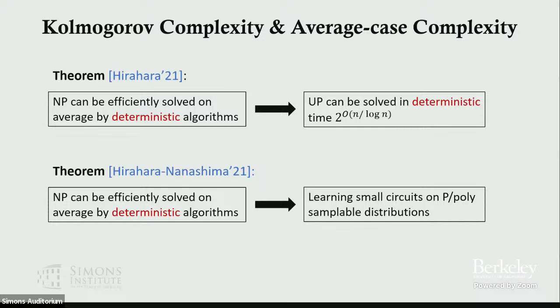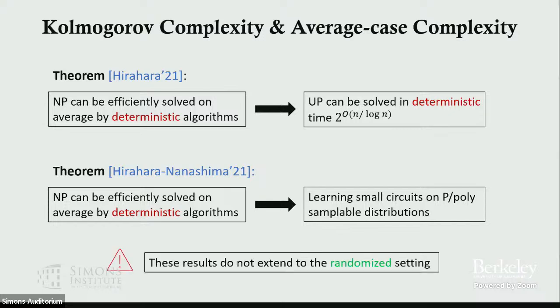I know that neither of these results says anything about Kolmogorov complexity, but the proofs heavily rely on time-bounded Kolmogorov complexity, and more specifically KT. And in both cases, we need to assume that NP can be solved on average by deterministic algorithms. And if we just assume that NP can be solved by a randomized algorithm, the proof no longer works. And the reason is that the proofs are black box. If we just replace a deterministic average case algorithm by a randomized average case algorithm, then we cannot just use it as a black box and get the same thing.